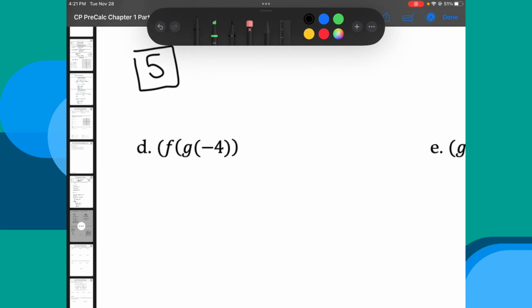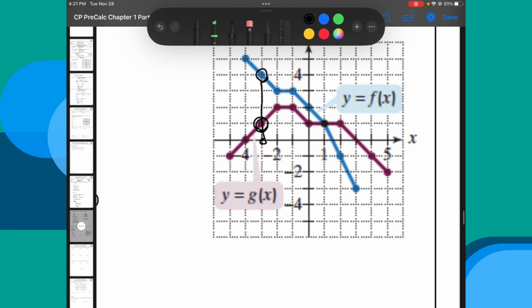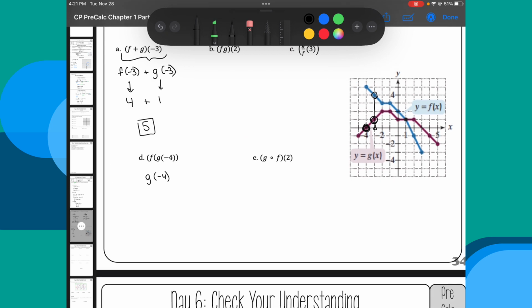For composition of functions, the first thing that we would do is find out what g of negative 4 is. So let's hop over. G of negative 4 is that red function at negative 4, so that's going to be 0. And then we're going to take what that's equal to and plug it back into f. So f of 0, we can see f of 0 is right here on our graph, so that's going to be 2.